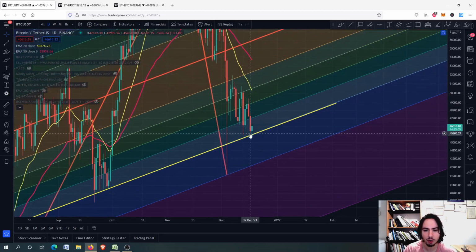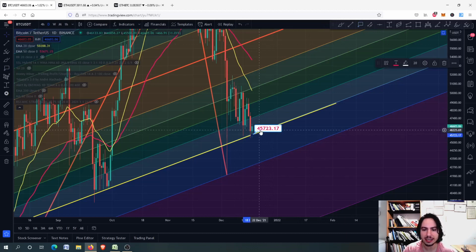If we follow from this down, then we are going to the next one, which is around the 43 to 44k area. Right now we are between the 45 to 46k area of support level and we haven't lost it. So we pay attention closely to this line right there.